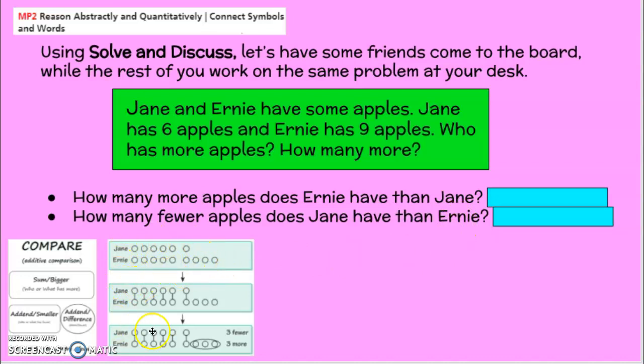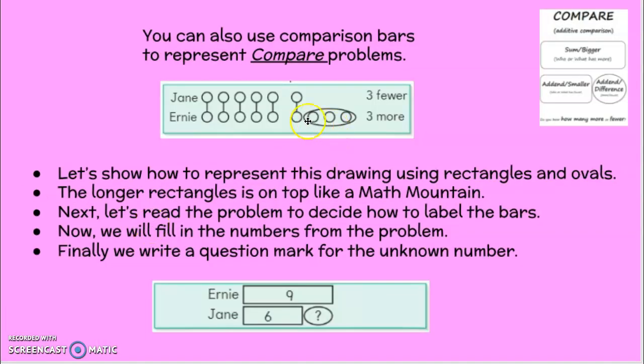We can look at a picture of this. Let's look at it a little closer. This one might be easier to see. So Jane had 6, remember? 1, 2, 3, 4, 5, 6. Do you notice how they grouped 5 that we can easily see and gave a little space for the 6th one? They did the same thing with Ernie. 1, 2, 3, 4, 5. Left a little space. 6, 7, 8, 9. Remember, he had 9 apples.